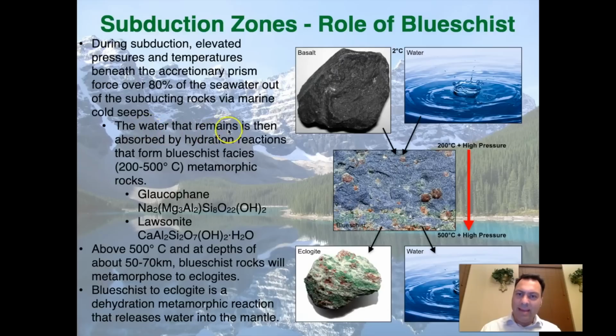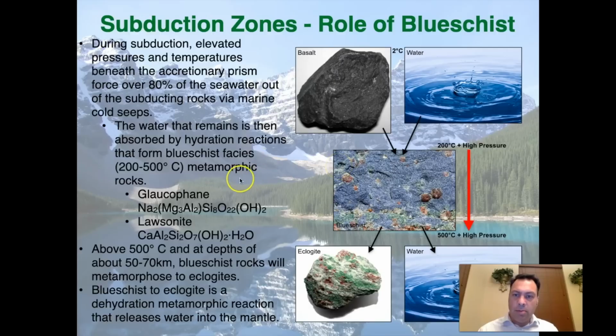So the water that remains is then absorbed by hydration reaction. So there's some chemistry that starts to happen that forms blueschist facies metamorphic rocks. So imagine a subducting slab. An oceanic slab is going to be made out of basalt. It's going to have some seawater with it, and it's going to be at about 2 degrees Celsius. Once it gets to about 200 degrees Celsius and the pressure is higher, so this is relatively low temperature, by the way, but it's very high pressure, the combination of these two materials, the basalt plus the water, will start to produce blueschist, which you can see I've got written right in here. So we've got blueschist. This is a garnet-bearing blueschist.